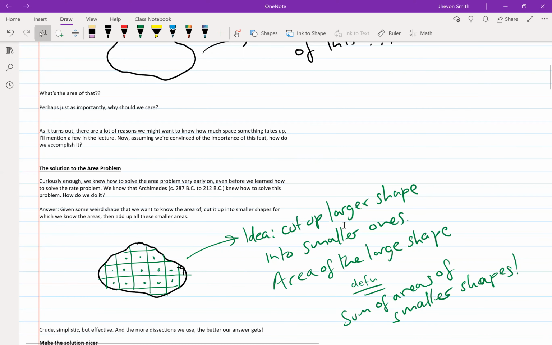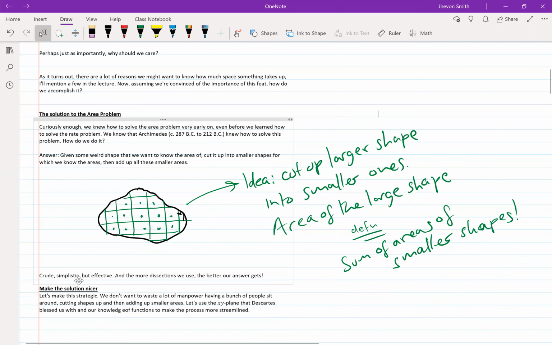However, here's the issue though. We want to be able to do this pretty efficiently at any given time. Like if every time I need to find the area of some random shape, I have to get somebody to slice it up and sit there and count up how many shapes he sliced it into and the area of each shape and add it all up, it's going to take forever, especially if I want a really precise measurement, right? So this idea, while it is crude and simplistic and effective, it's just way too inefficient.